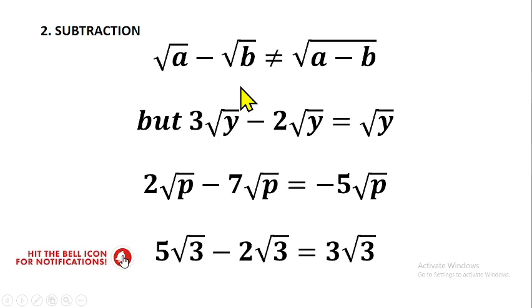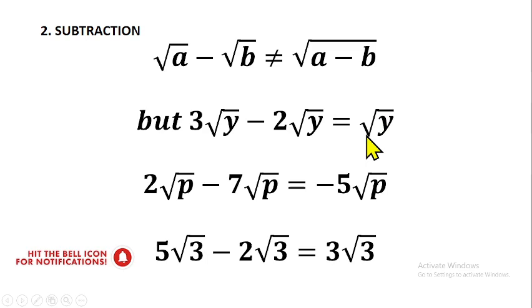So, that means we can subtract the same SOD, that is, like SODs. We can subtract them just like we did in addition. Like this one, now you have 3 SOD Y minus 2 SOD Y. That means I have 3 balls minus 2 balls, and that will give us 1 ball, which is the same thing as SOD Y. Does that make any sense to us?